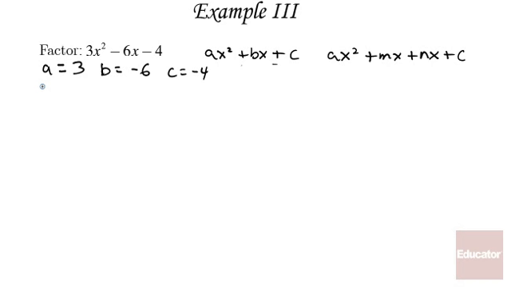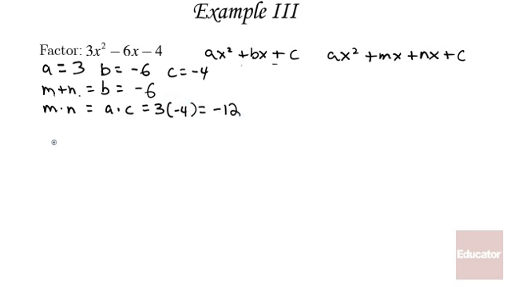Recalling that m plus n equals b, in this case the sum of these two is negative 6. The product of m and n is the product of a and c. Here, the product of a and c is 3 times negative 4, to give me negative 12. Okay, so both b and c are less than 0.